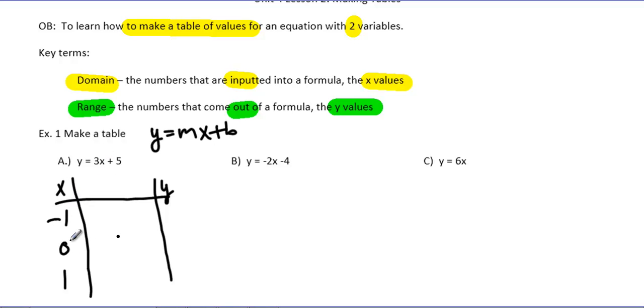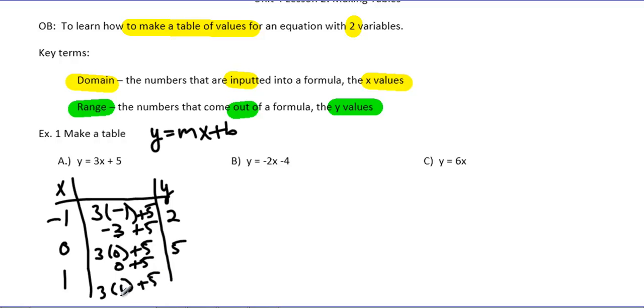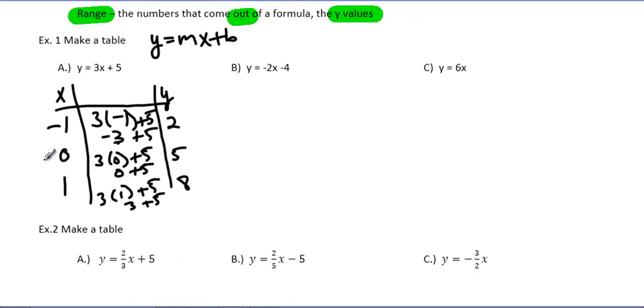So I chose my x values, I'm going to plug them into the equation, and then I'm going to calculate. 3 times negative 1 is negative 3, plus 5 is 2. I'm going to plug 0 in. 3 times 0 is 0, plus 5 is 5. And then I plug 1 in. 3 times 1 is 3, plus 5 is 8. And what we end up with are three ordered pairs: negative 1 and 2, 0 and 5, and 1 and 8.